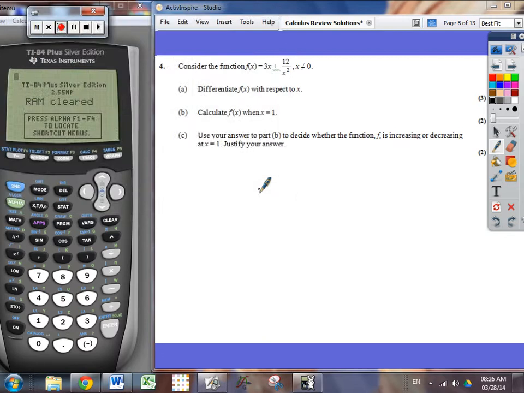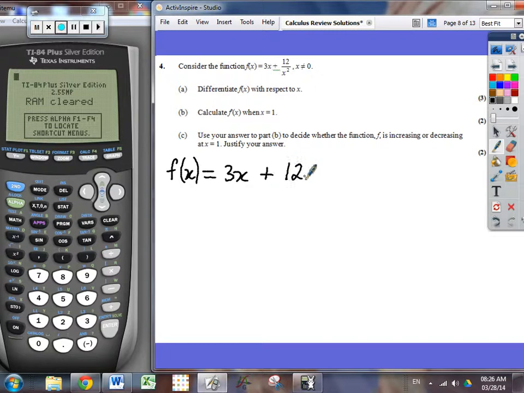Alright, let's move on to number 4. We need to differentiate f of x with respect to x. Well, it's not in a form ready to differentiate yet, because I've got the x's in the bottom. And so the first term doesn't change, but I should bring my x squared up to the top where it becomes an x to the negative 2. So always rewrite your function in a more friendly form before you differentiate it.